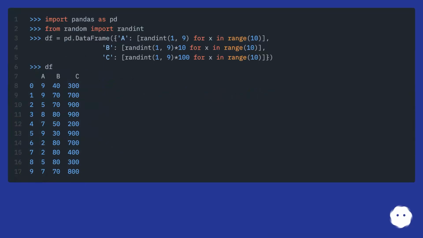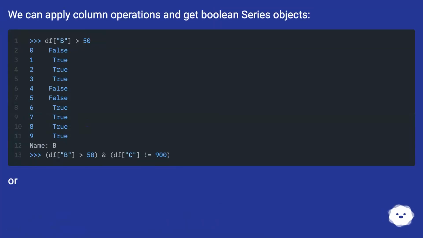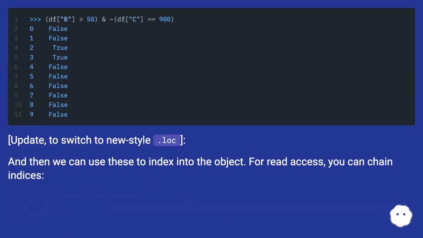Sure. Setup. We can apply column operations and get Boolean series objects. Or, update to switch to new style .loc. And then we can use these to index into the object.